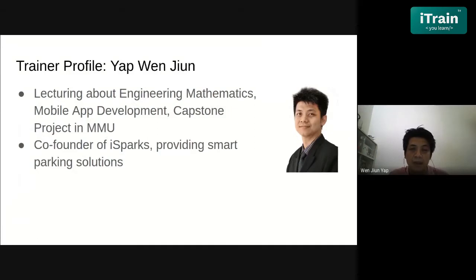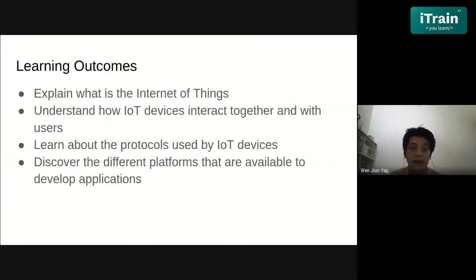Let's look at the learning outcomes for the course. I will be very brief because we will go into each module selectively, so that you can understand more on certain topics. We'll explain what the Internet of Things is. We'll understand how they are all connected together and provide the data. And we'll learn about the protocols used by all of this. The protocol here can mean many levels, from the lowest to the middle layer and so on.